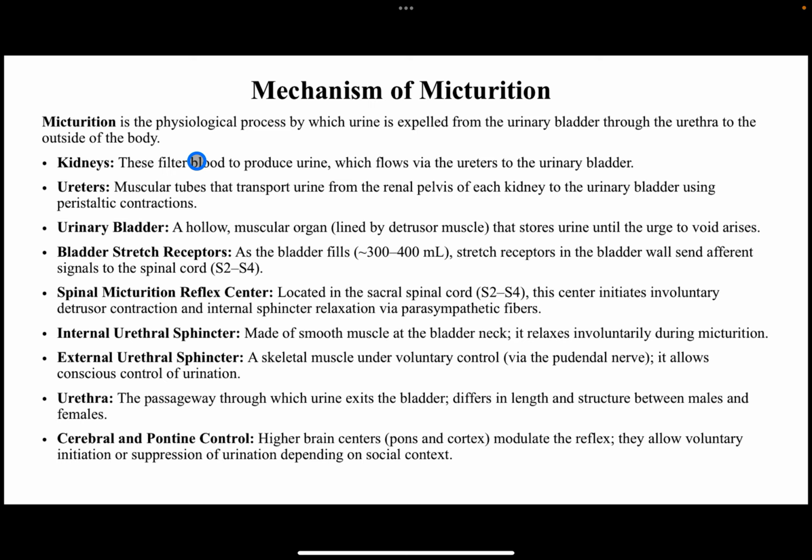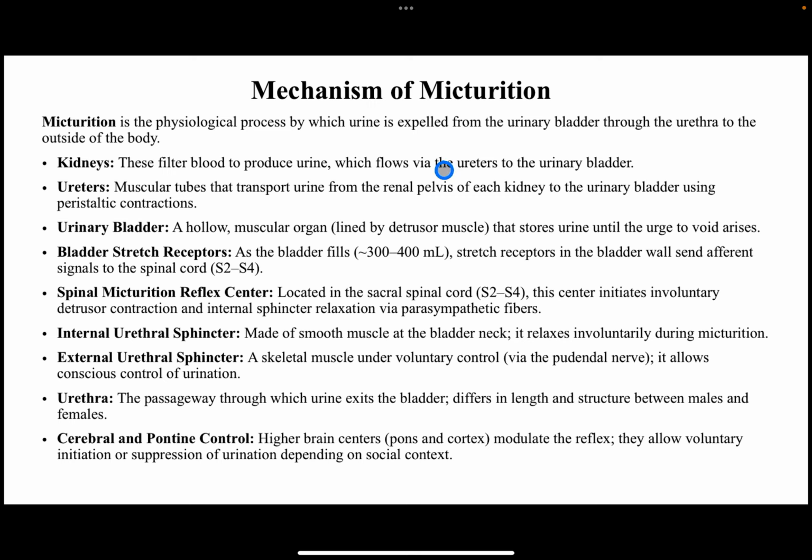Okay, that's micturition. Now, micturition actually starts from the kidneys, because the kidneys are the ones that help to form the urine. So when the kidneys filter the blood to produce urine, it flows to the renal pyramid, to the renal papilla, to the minor calyx, to the major calyx, to the renal pelvis, to the ureters, from the ureters to the urinary bladder, and from the urinary bladder to the urethra.